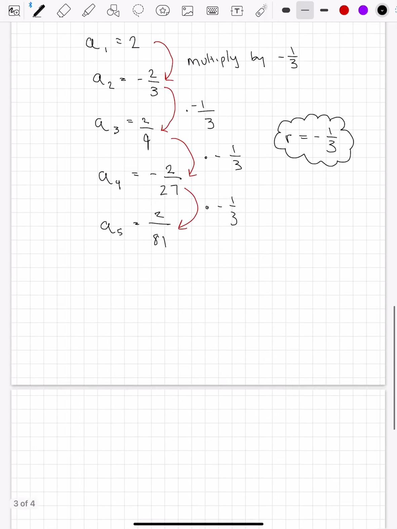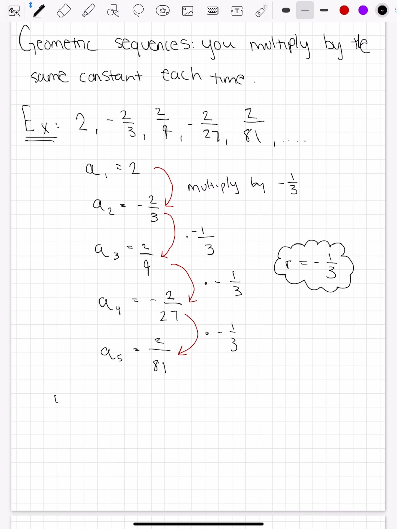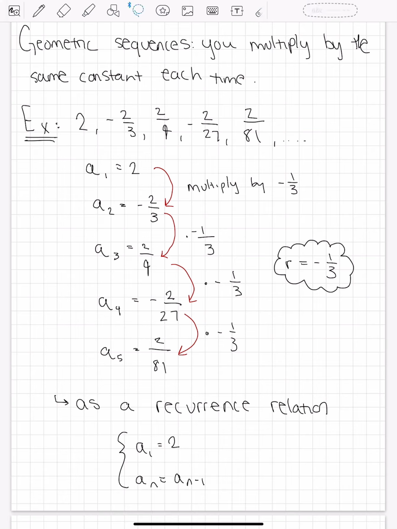These are easy to write as a recurrence relation, because we can literally see it. All we have to do is say that we start with A1 is 2, and then for every other term we take the term before and multiply that by negative 1/3.